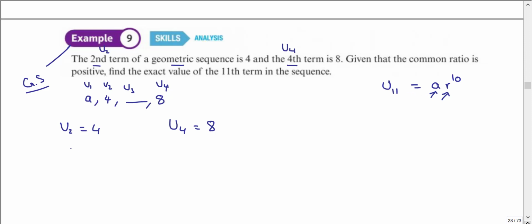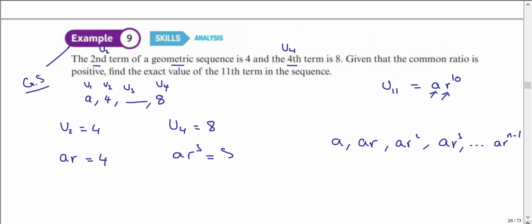How do we get them? Very simple. U2 is AR. This is U2. Remember, the geometric sequence is like A, AR, AR squared, AR power 3, and so on, up to the last term, which is AR power n minus 1. So this is AR equals 4. And AR cubed equals 8, because it's U4, which means the power is 4 minus 1, so it's 3.